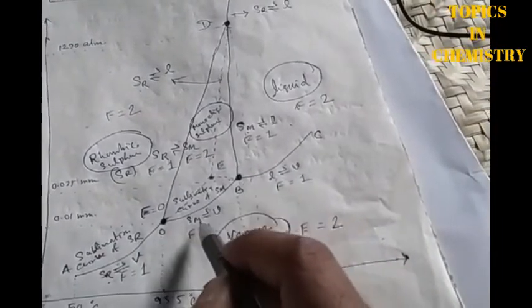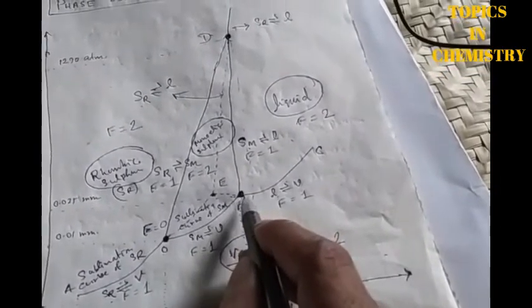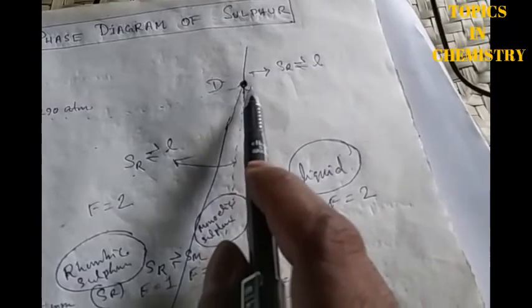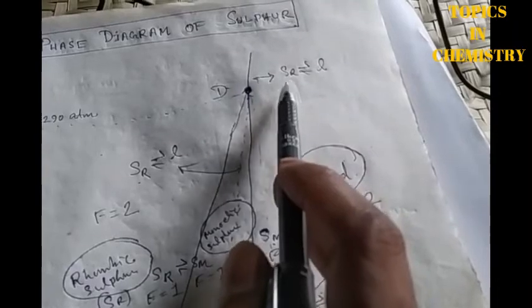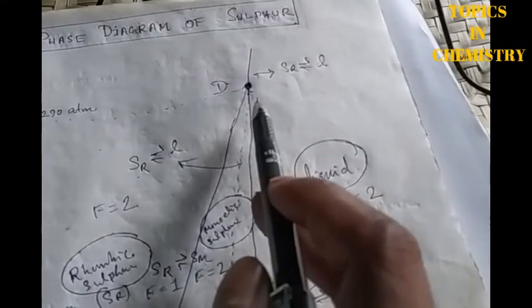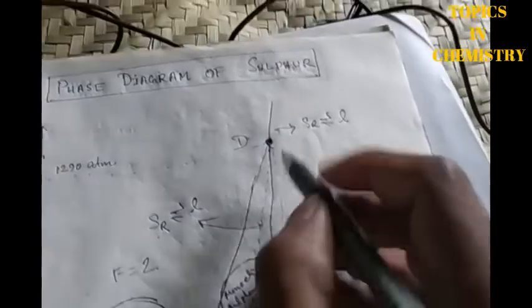Here also you can see monoclinic sulphur converts to liquid. So monoclinic sulphur, liquid sulphur, and vapor sulphur, these three phases are in equilibrium. So here also F is equal to 0. And this is another triple point. Here rhombic sulphur is in equilibrium with liquid, and that is in equilibrium with monoclinic sulphur. So here also the degree of freedom F is equal to 0. So these are the three triple points.